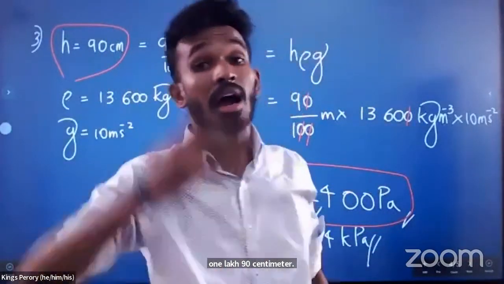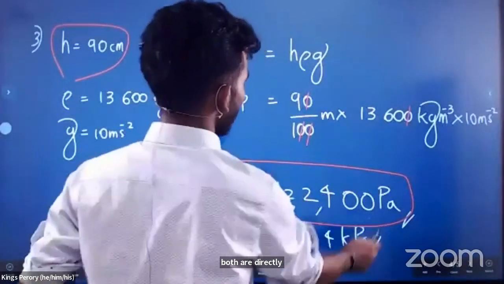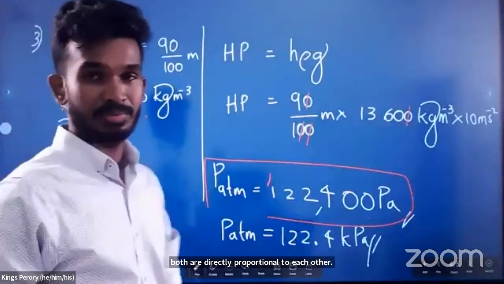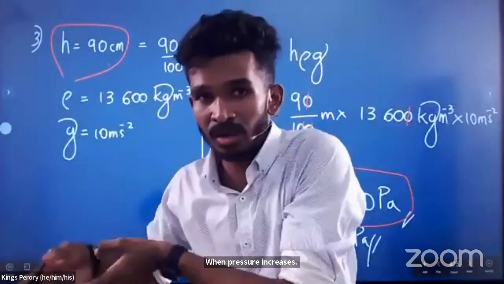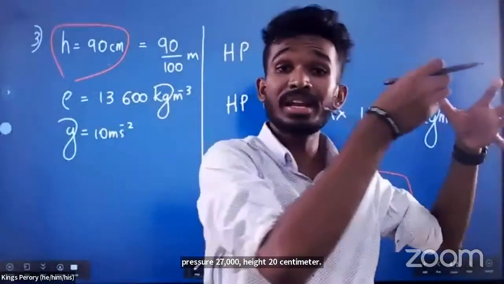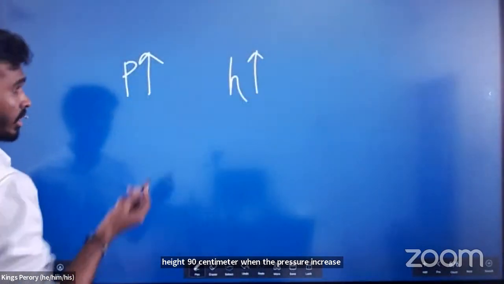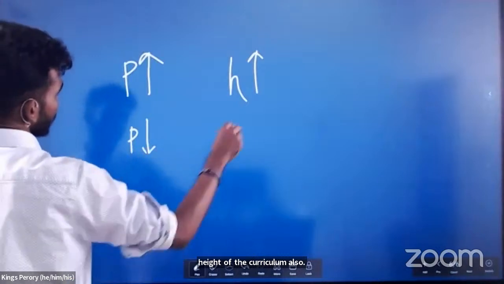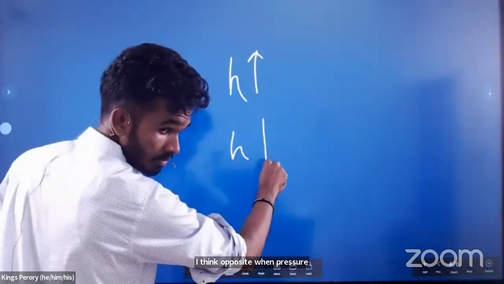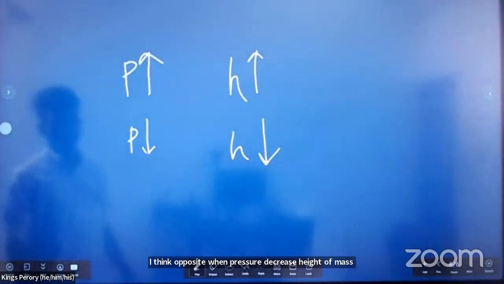Both are directly proportional to each other. When pressure increases, height also increases. Pressure 27,000, height 20 centimeter. Pressure more than 1 lakh, height 90 centimeter. When the pressure increases, height of the mercury column also increases. Now think opposite. When pressure decreases, height of the mercury column also decreases.